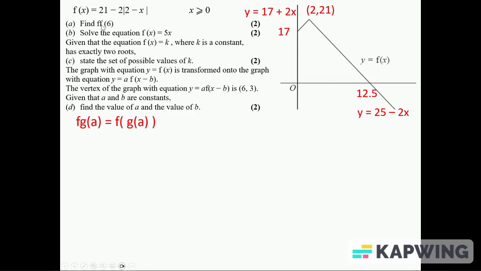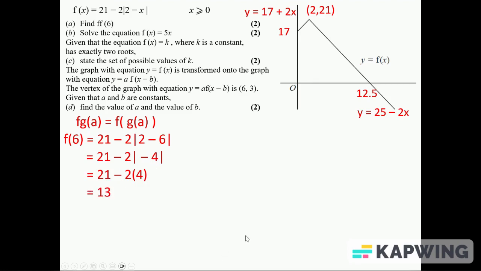For the question, then, we need to do ff of 6. So standard thing, composite function to do fg of a. We do g of a first and do f of whatever that is. Doesn't really matter with this one because it's ff of 6. This is what most people would do. They just stick 6 into the function. 2 minus 6 is minus 4. The modulus of that is just 4, so it's 21 take away 8 really, which is 13.